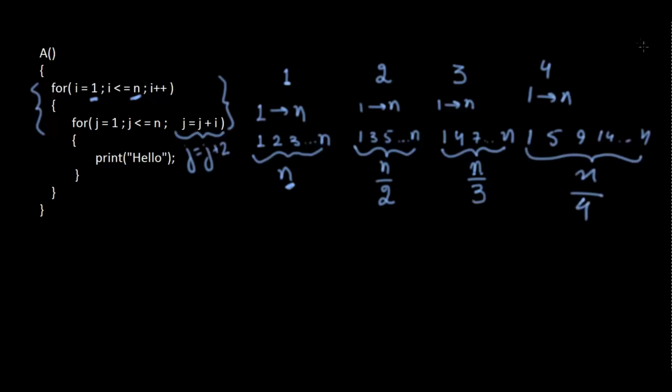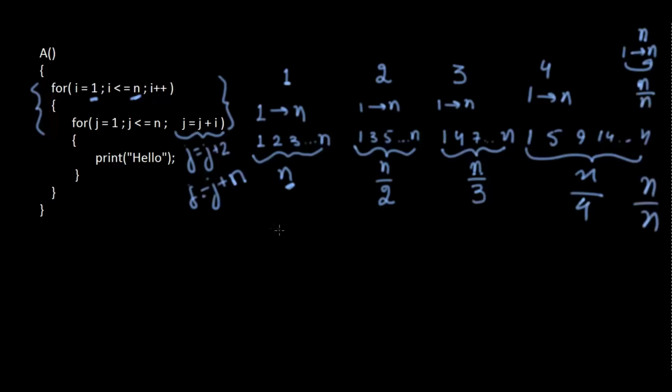Now we have to check for the last case n, it will again go from 1 to n. As you can see, now my j will become j equal to j plus i, and my i is equal to n. I will directly jump from 1 to n in one step, so I will only iterate one time, so I will have n by n. So I can say I will have n by n times.